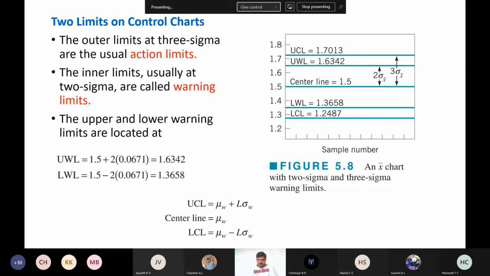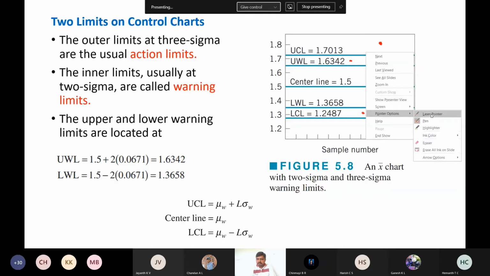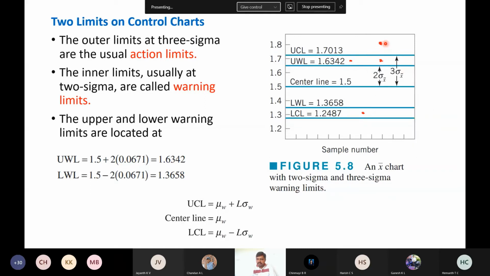Okay, for example, you may have a point here, and also a point here. If you have a point at this location, no doubt it is out of the control limits, and we will evaluate that in detail. There are cases where a few points may not be out of the control limits.